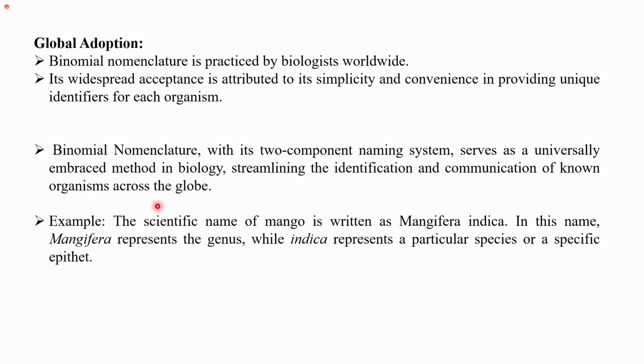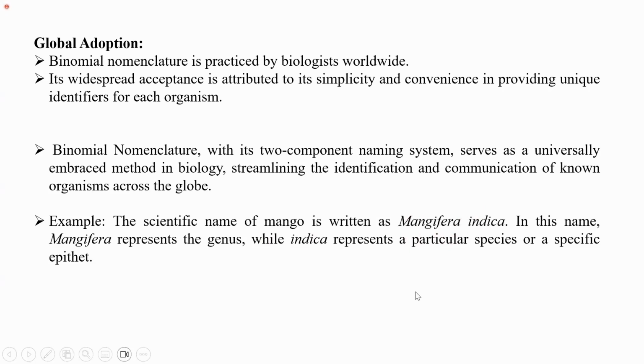For example, the scientific name of mango, which is a very common name, is Mangifera indica. In this name, Mangifera represents the genus. So the first part of this name represents the genus, while the second part represents the species or specific epithet. Mangifera indica is the scientific name of the mango, which is found mainly in India. So this is the binomial nomenclature where the first part represents the genus and the second part represents the specific epithet or the species.